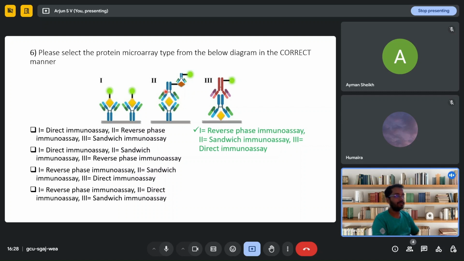Second one is a sandwich immunoassay, where you have your capture antibody first to capture the analyte, and then you have a detection antibody to capture the analyte, and the detection antibody will have a secondary fluorophore-conjugated antibody. And in the reverse phase immunoassay, you first have a capture antibody, and then you tag your sample with your fluorophore, and then you can try to capture it. This helps in more selectivity towards your sample.